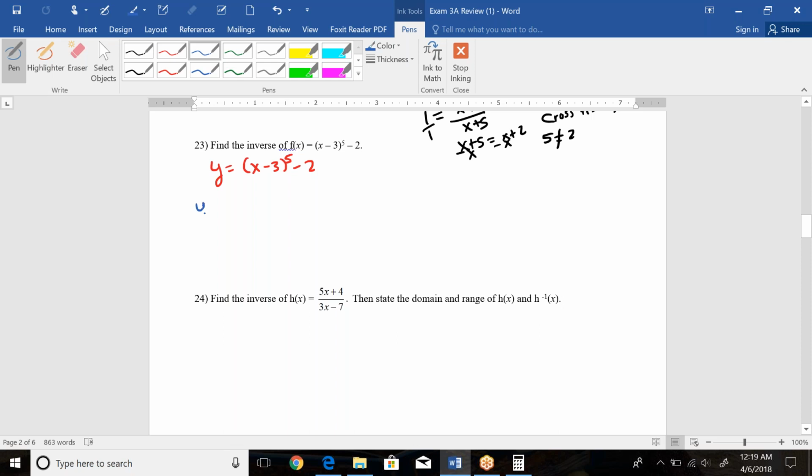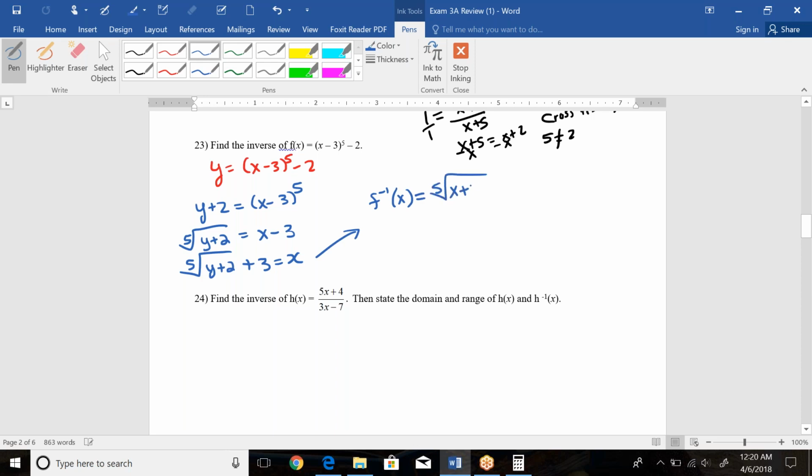So we're going to add over 2. And then we're going to get rid of this 5th power. So we're going to take a 5th root. And then to get x by itself, we're going to add over 3. Now we've taken this function that was solved for y and we've solved it for x. This is called the inverse, but it's in the wrong format. We usually like f of x and x instead of x and y. So the way we rewrite this is that x becomes the inverse of the function and y becomes the x of your new function. So it's the 5th root of (x plus 2), plus 3. So that's my inverse function.